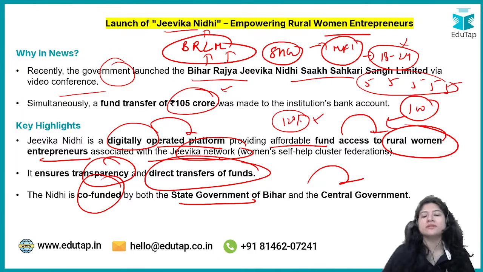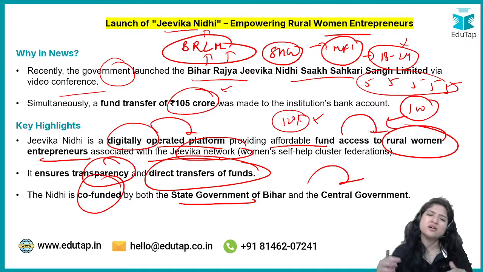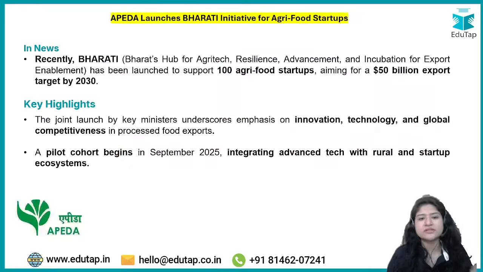And apart from this, see, Jivika Nidhi would be for small and medium term loans, but if an SHG wants a long term loan, they would still be approaching MFIs. So MFIs will definitely see their customers reduced a bit, but in the long run it will provide better options for rural women entrepreneurs only, okay? So that was about the Jivika news.